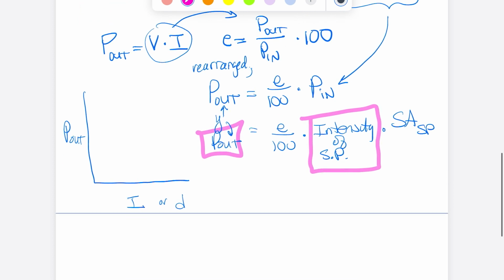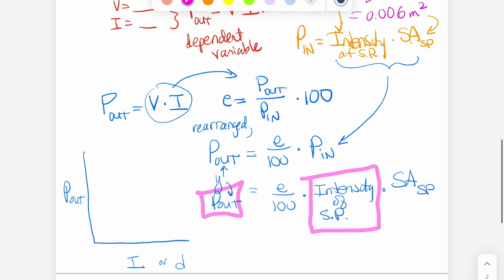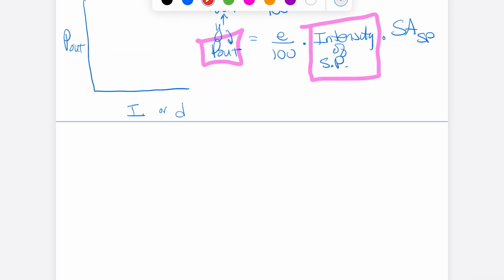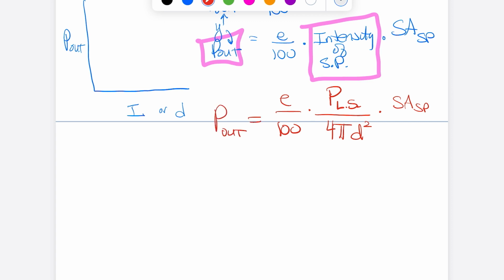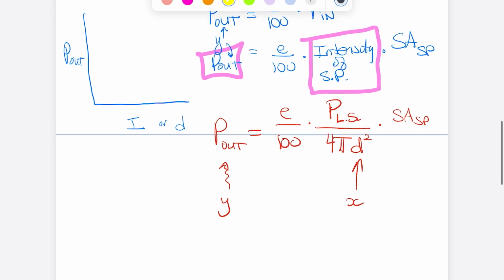Now, for some of you, you need d on the X. So let's substitute in the intensity equation. The intensity equation is going to be the power of the light source divided by 4 pi r squared. This is on the Y, and this is on the X. So what are the relationships now? This here to here, that's linear. This to this is inverse square. So you can see that from this derivation. And this is not something to memorize, this is something to understand.